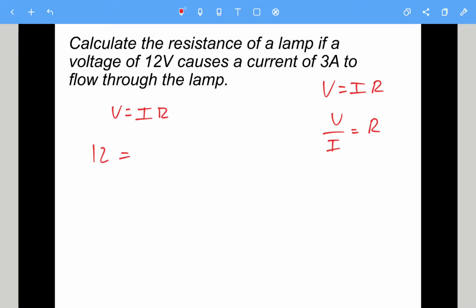So 12 is equal to the current, 3, times R. And then to make R the subject, to get R on its own, we need to get rid of the times 3, so we divide by 3. So 12 divided by 3 gives us 4 ohms.